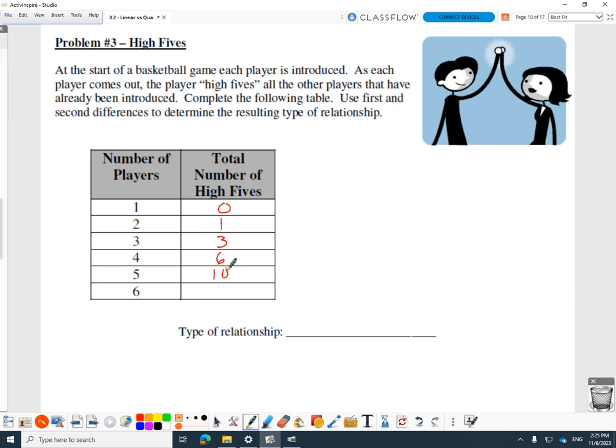Oh, hang on. What's our total? 10. How many are we adding? 1, 2, 3, 4, 5. How many total? 15. All right, have a seat.